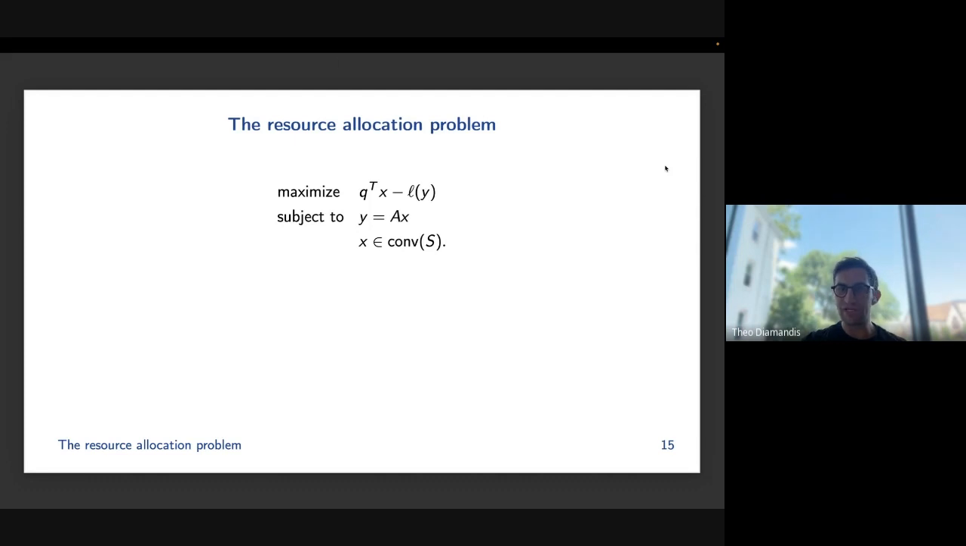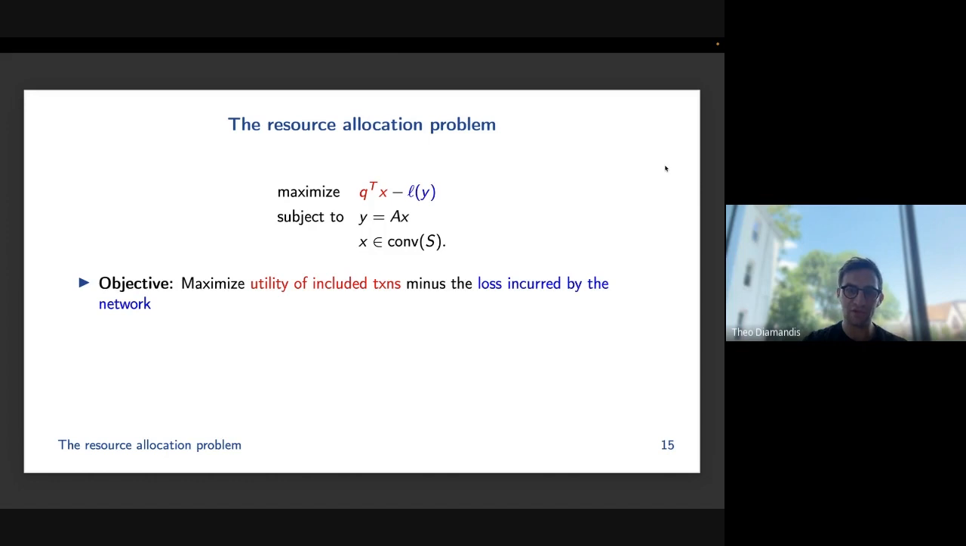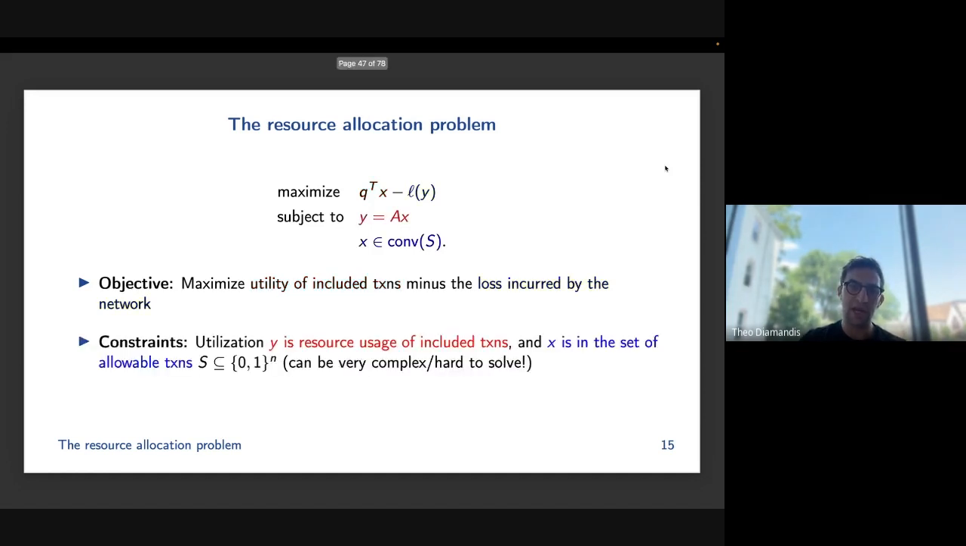So then this allows us to write down the resource allocation problem, and that is just to maximize the utility of included transactions, which is the sum of the Qj's that are included minus the loss incurred by the network. One thing to note is that these 2 things are assumed or have to be in the same units. And then constrained to that, Y is the resource usage of the included transactions, and X is in the set of allowable transactions S, which again can be this very complex set that's hard to solve.